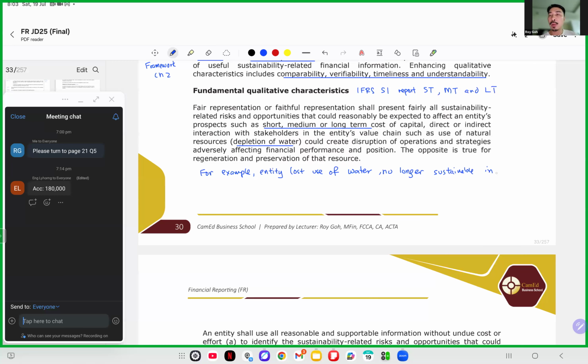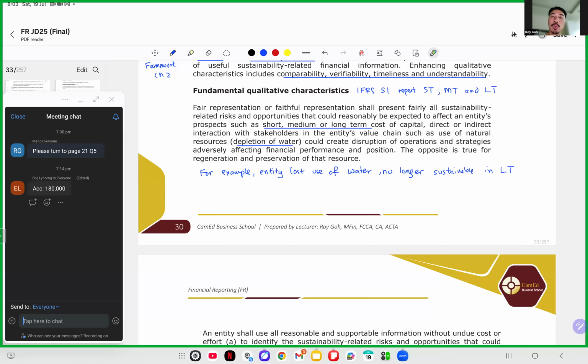Maybe in the long term. Short term, less than 1 year. Medium term, maybe 1 to 3 years, depending on industry. Long term can be more than 3, can be more than 5, depending on the industry. But generally, short term is less than 1 year.